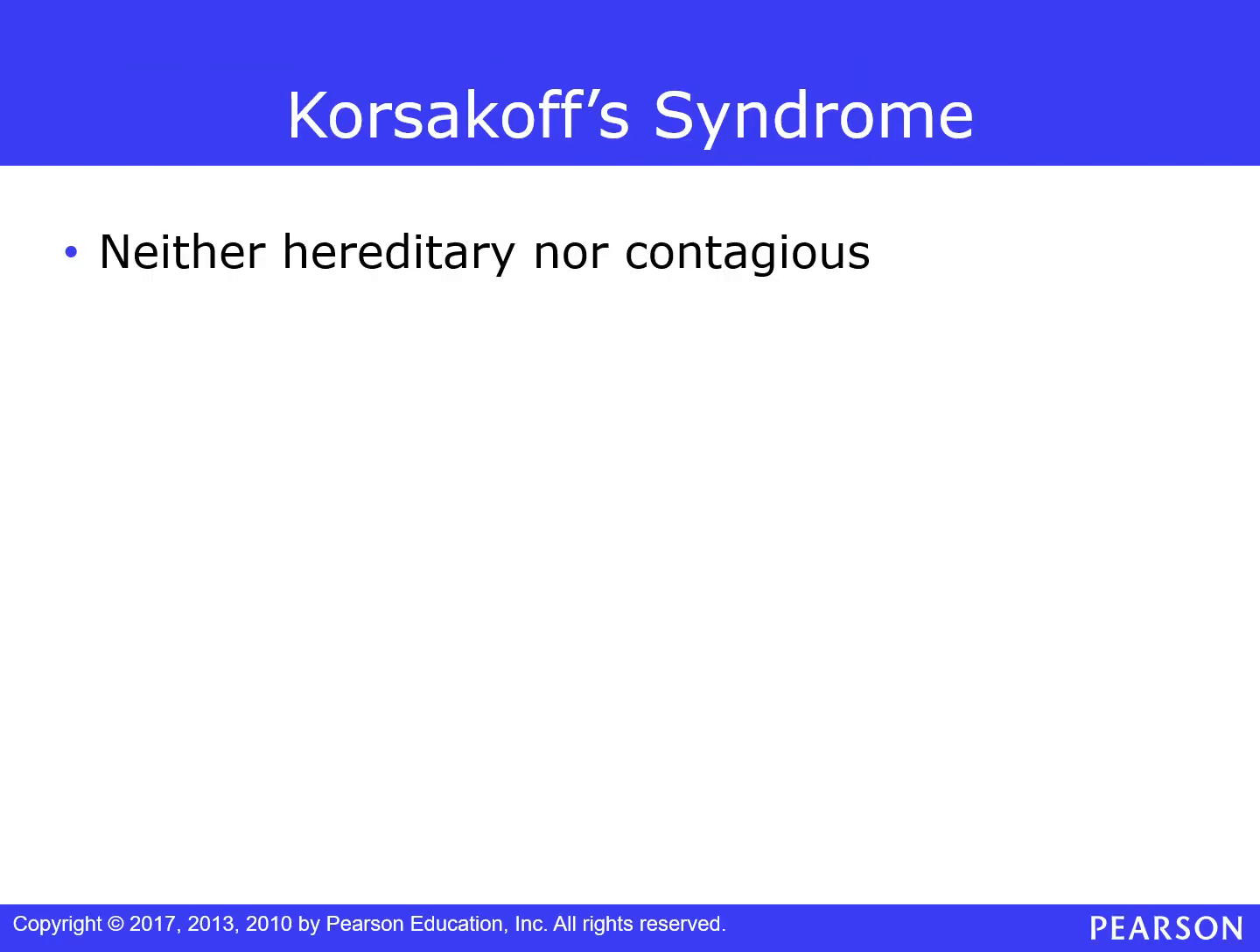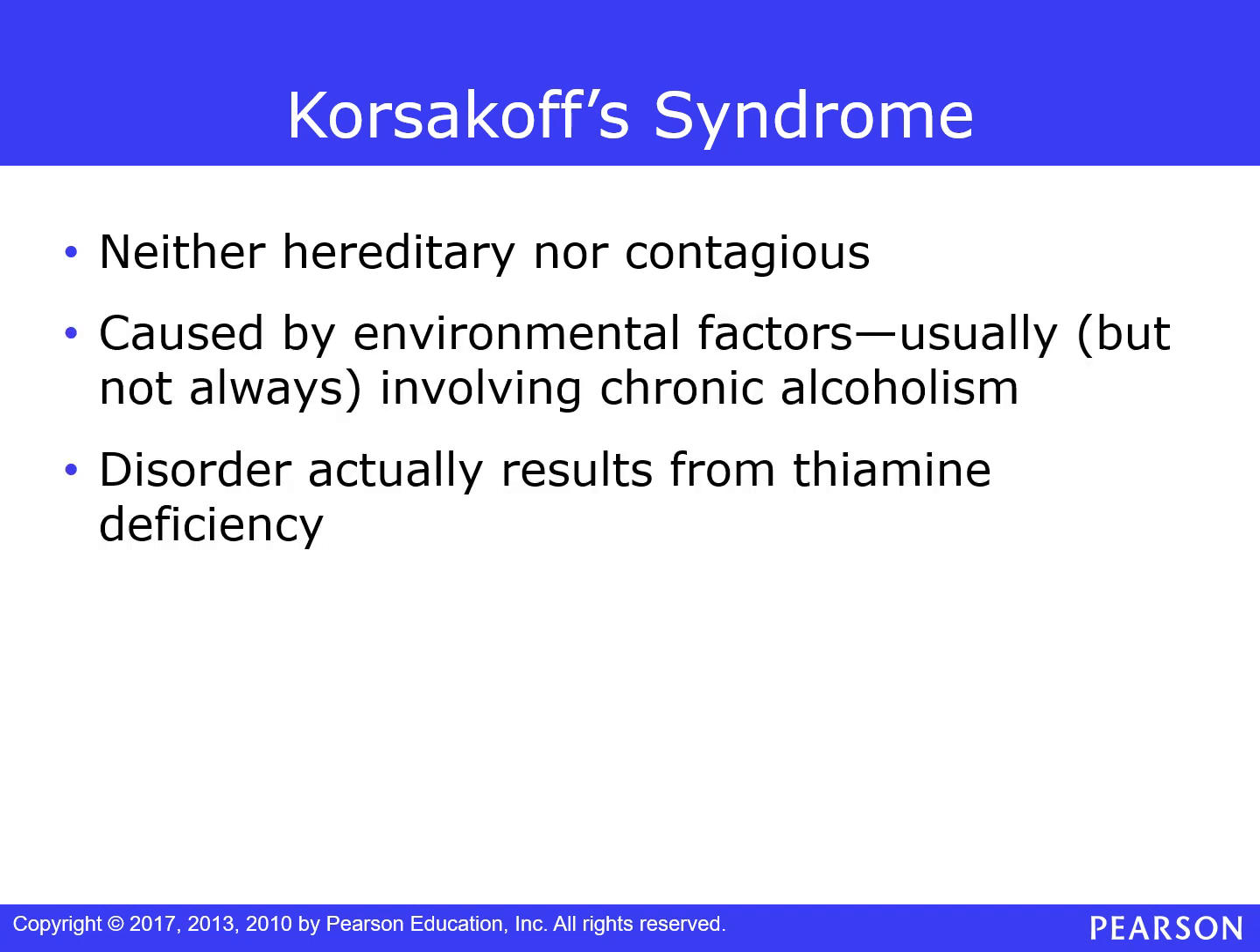Next, we're looking at Korsakoff syndrome. This is something that is not hereditary or contagious. This is almost always due to environmental factors, mainly chronic alcoholism. This disorder results in a thiamine deficiency. And what this does over time is it tends to cause anterograde amnesia. So you're going to have issues with forming new memories. So anterograde, so new memories. So you're going to have issues remembering what is happening right now and what just happened recently.